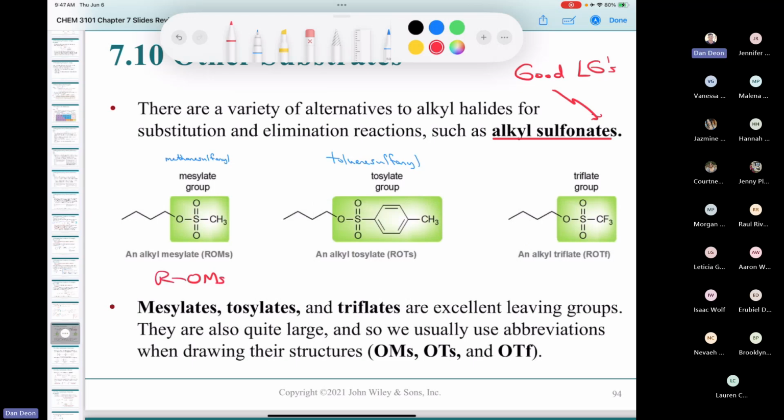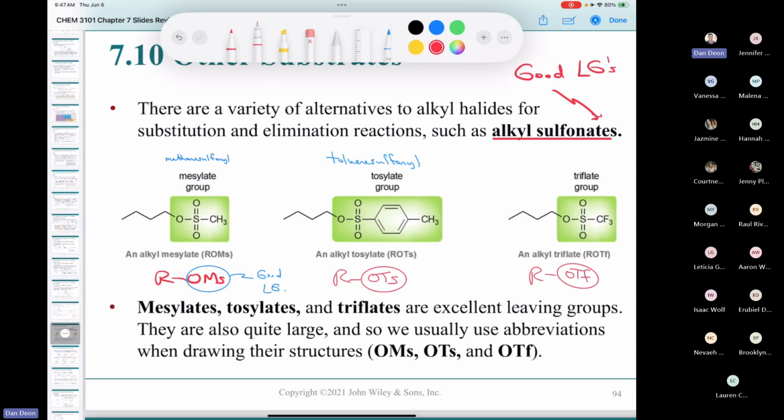So if you have some kind of R group and you have an OMs group attached to it, again, the point is this: this part here is going to be just like an iodide, bromide, iodine, bromine, or chlorine. It is a good leaving group, right? If you have ROTs, the tosylate is a good leaving group. If you have ROTf, that is a good leaving group.